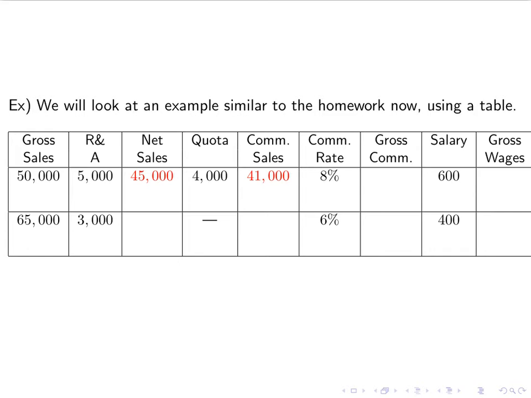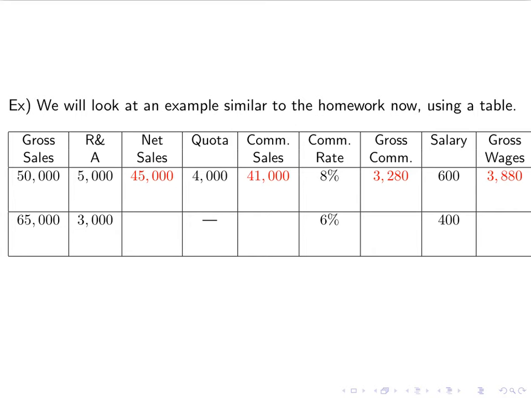To find our actual commission, we're going to multiply our commission sales by our commission rate. So what is 8% of 41,000? Remember, change your 8% into a decimal, so 0.08 times 41,000, and that gives us a commission of $3,280. To find our gross wage, we're then going to add our commission to our salary. We're getting $3,280 from commission for selling all that stuff. We're getting $600 just for working, so we add them together, and we get $3,880.